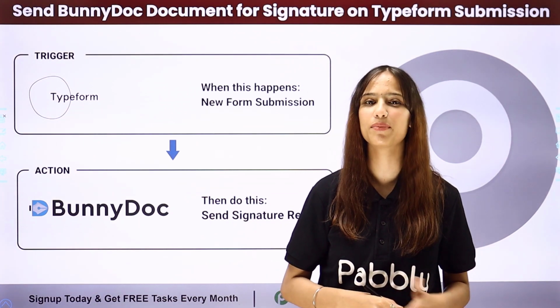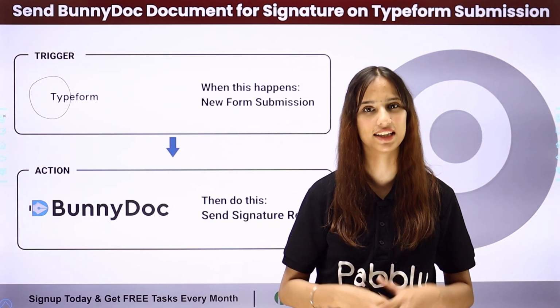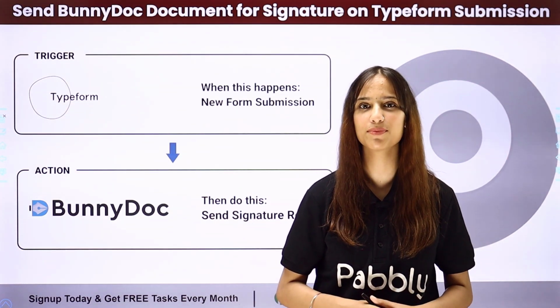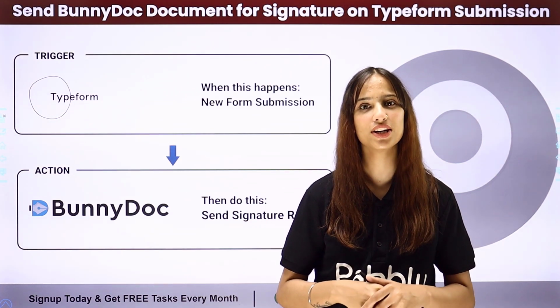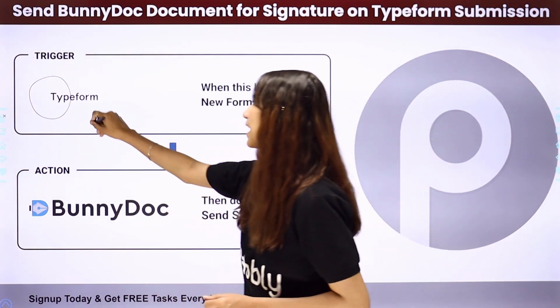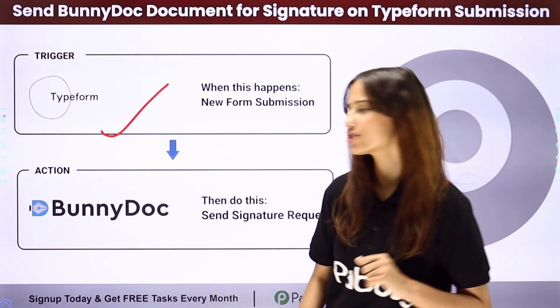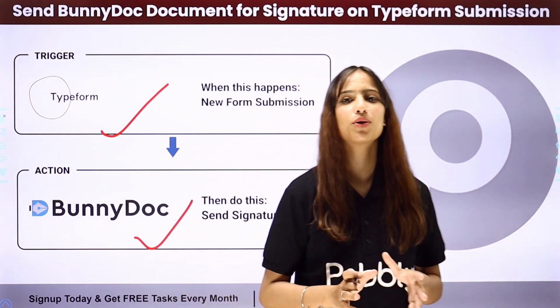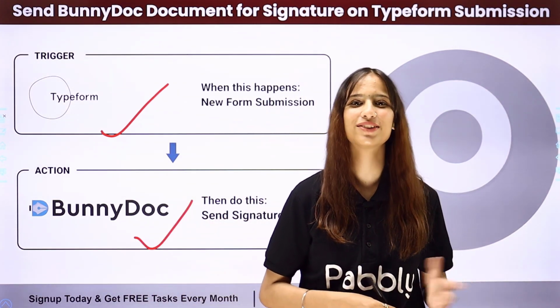I'm going to use this amazing automation software, that is Pabbly Connect. Pabbly Connect follows the concept of trigger and action. So here, my trigger application will be Typeform and my action application will be BunnyDoc. If you want to learn more about this, follow me through the screen.